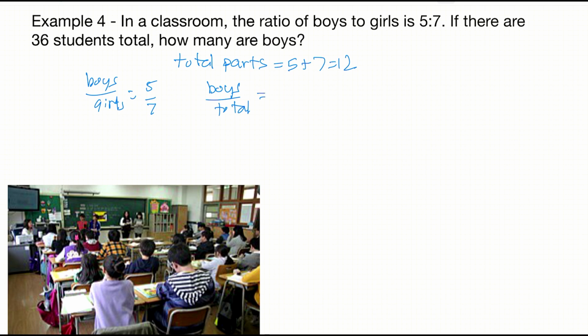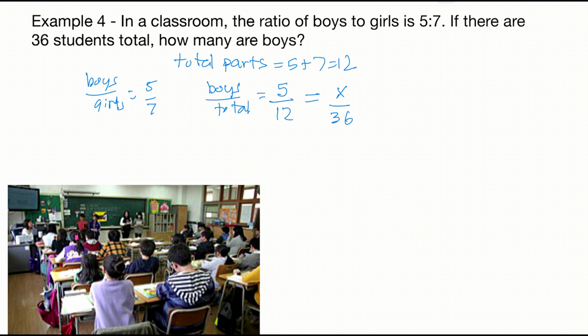And what we want to find out is this x, and we know that 12 is the total, so x is the number of boys. We know the ratio of the boys to the total is 5 divided by 12, and that's going to be equal to how many boys we have if we have a total of 36. So that's our total students.